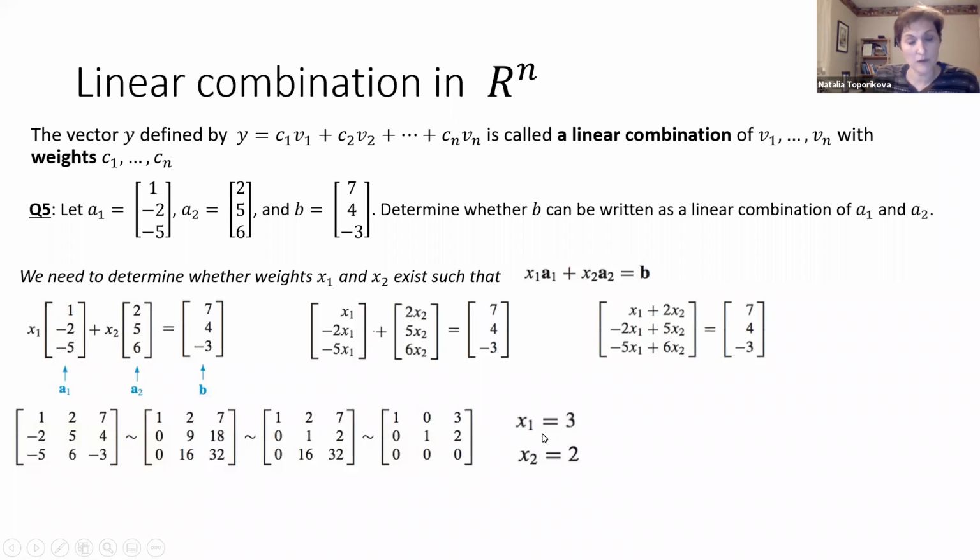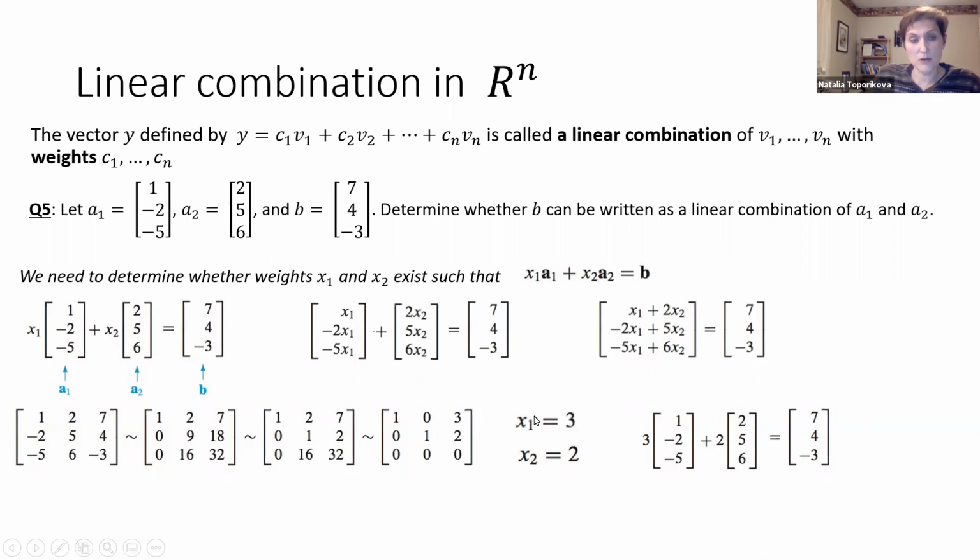And again, this is the time to pause and look back at the problem. What are we looking for? We're looking for x1 and x2, because if we have x1 and x2, we can write down our linear combination. So, again, we take weight x1 equal to 3 multiplied by the vector a1, take weight x2 equal to 2 multiplied by a2, and that gives us our vector b. So indeed, these two vectors can be combined linearly to give vector b.